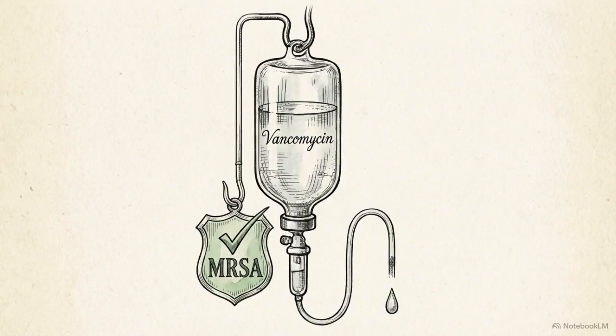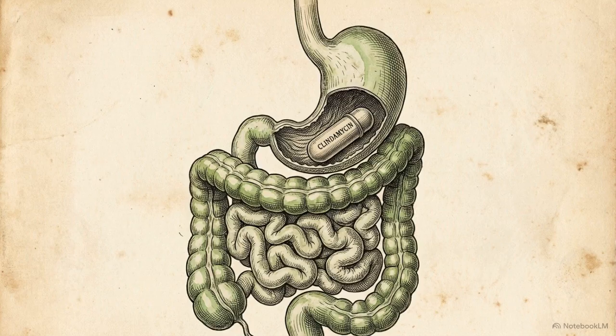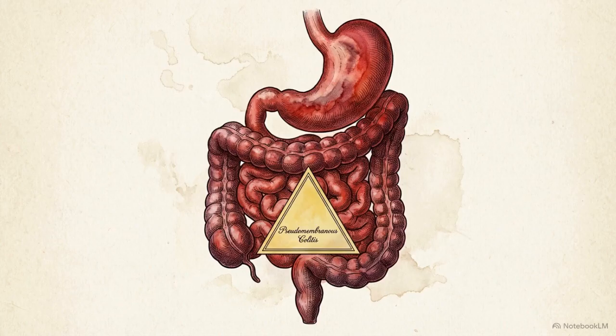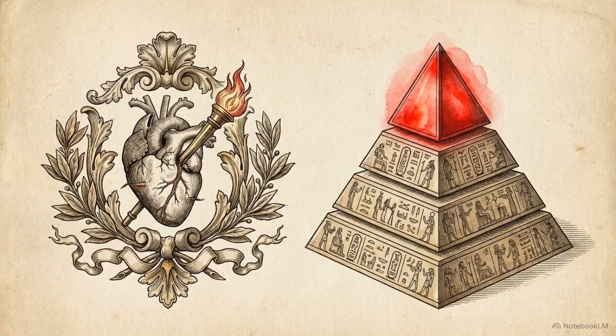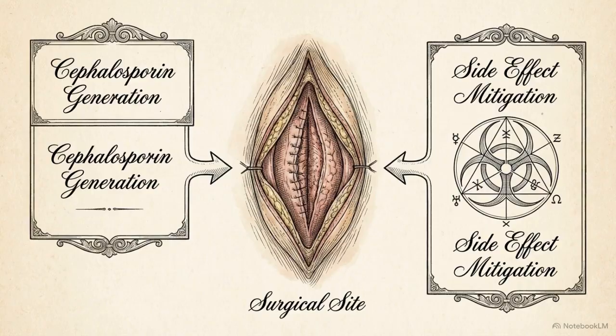Vancomycin is the drug of choice for MRSA, but rapid administration triggers histamine release, causing hypotension and red man syndrome. Clindamycin serves as an alternative for penicillin allergies in GI surgeries, but carries a distinct risk of pseudomembranous colitis. AHA endocarditis prophylaxis is reserved for highest-risk patients, such as those with prosthetic valves, previous endocarditis, or unrepaired cyanotic heart disease. Selecting prophylaxis requires matching the generation spectrum to the surgical site while mitigating specific intraoperative side effects.